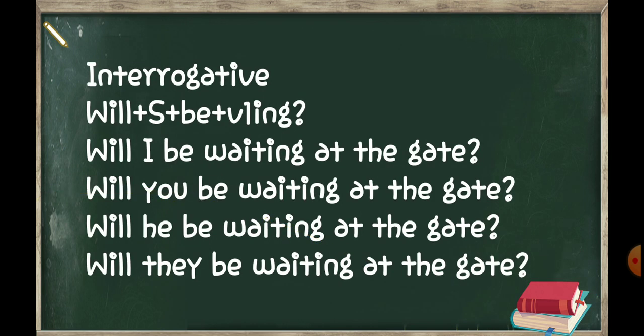Now see the yes or no type of question. It should start with a helping verb. So will, then the subject, then the rest of the verb. Will I be waiting at the gate? Will you be waiting at the gate? Will he be waiting at the gate? Will they be waiting at the gate?